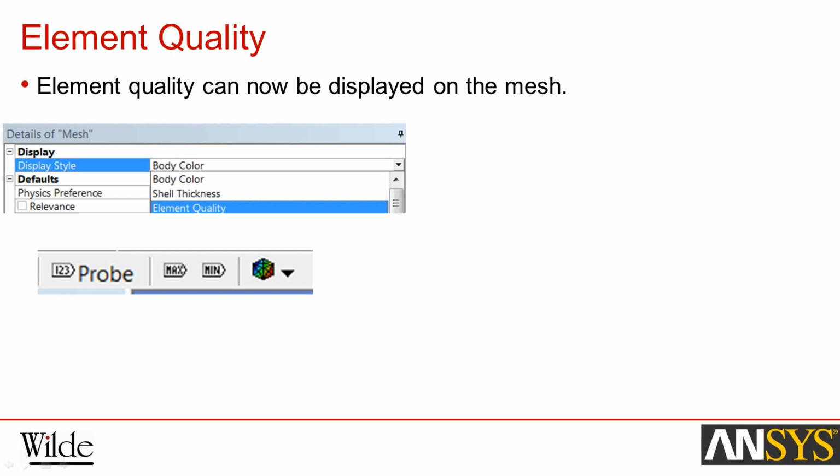Moving now on to improvements in the meshing capabilities within Ansys Mechanical. The first improvement we have is the ability to plot the element quality onto the mesh. Previously, the only way to plot element quality on the parts themselves was by selecting a bar chart at the bottom of the screen, and even then it was only possible to see elements that have a specific quality.